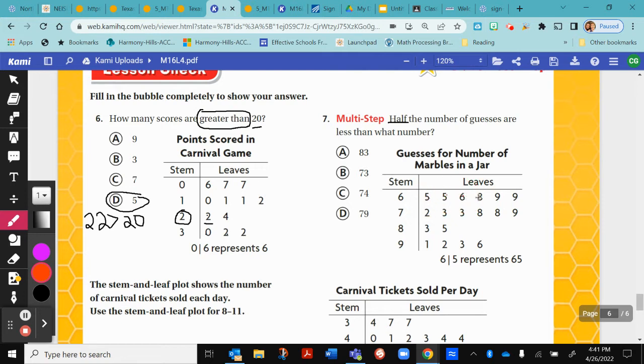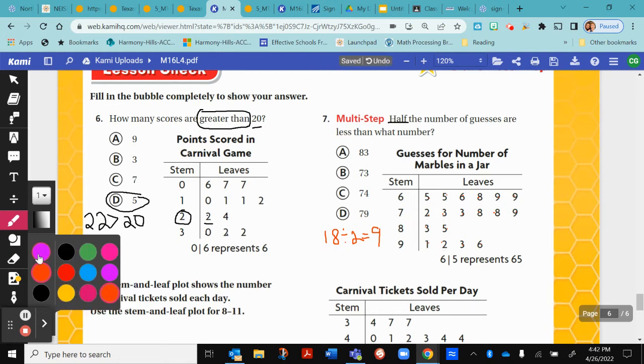1, 2, 3, 4, 5, 6, 7, 8, 9, 10, 11, 12. I'm going to stem 8, 13, 14, stem 9, 15, 16, 17, 18. So there were 18 guesses. It said half of 18. So 18 divided by 2 equals 9. So now I have to go to the 9th guess.